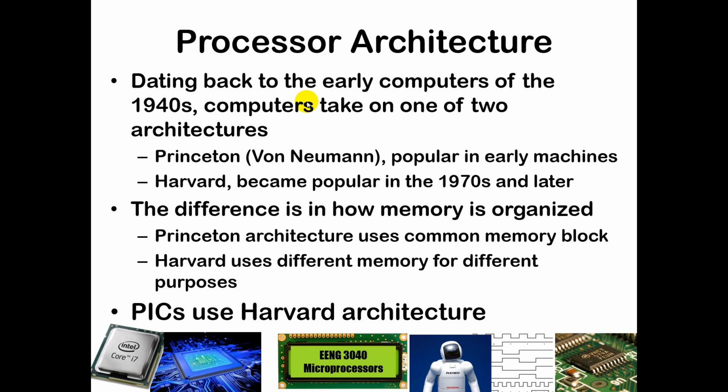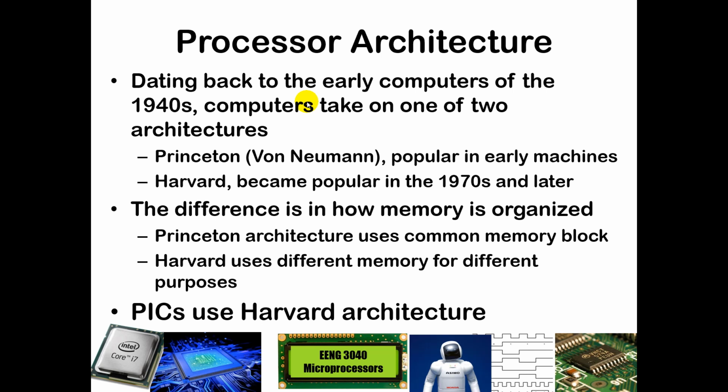One thing to understand, again, I like to incorporate a little bit of the history of how we got to where we are now, is dating back to the 1940s, there was a need to add memory to computing systems. And depending upon what type of system you had, that memory was configured in different ways and in different architectures. And so there was the Princeton architecture, also known as the von Neumann architecture, which was popular in early machines, and then the Harvard architecture became popular in the 1970s onward.